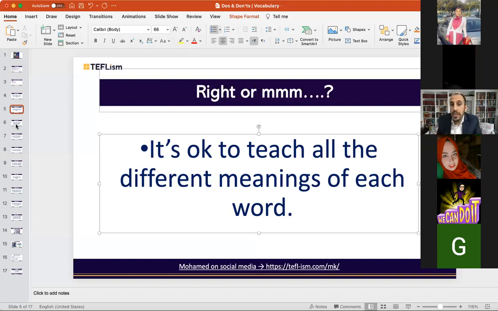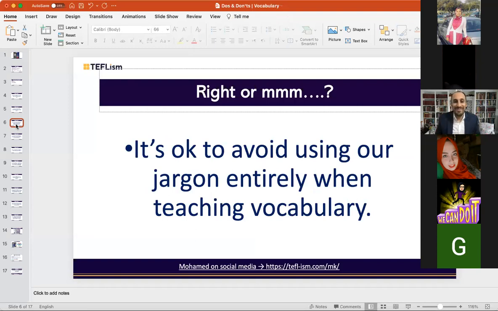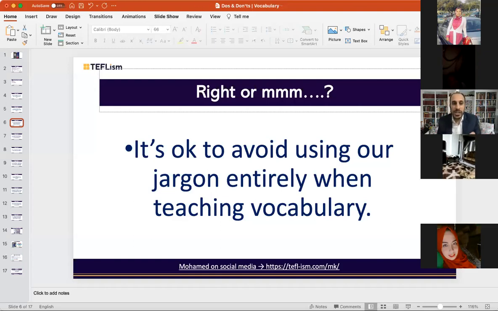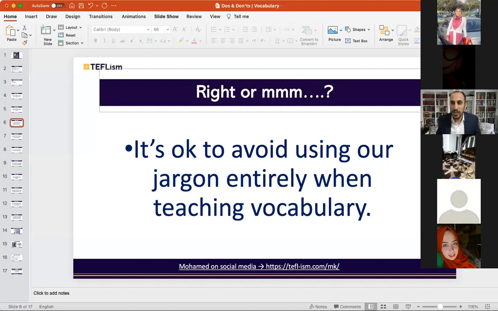Let's move on to another issue. It is okay to avoid using our jargon entirely when teaching vocabulary. I'm so happy we're having 322 attendees so far. Thank you for your trust, people. 323 and growing. What do I mean by jargon? Our teaching terminology, our technicalities when teaching vocabulary.